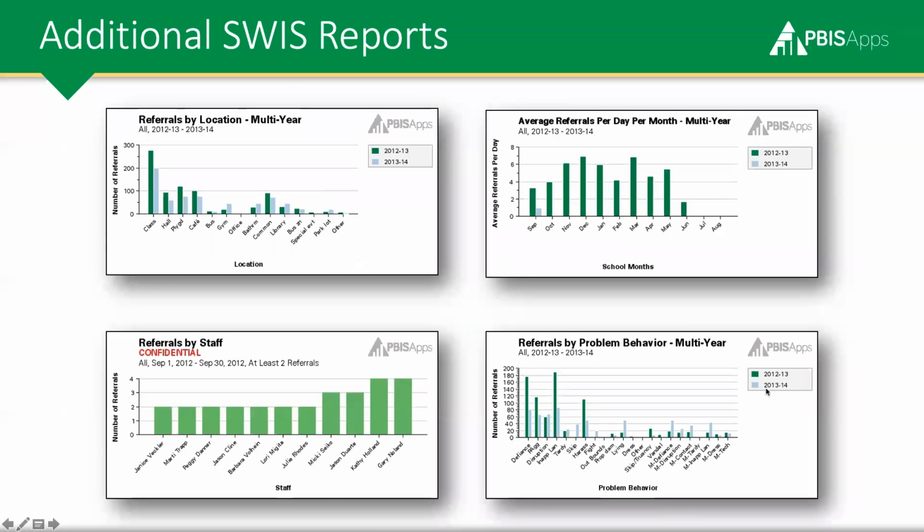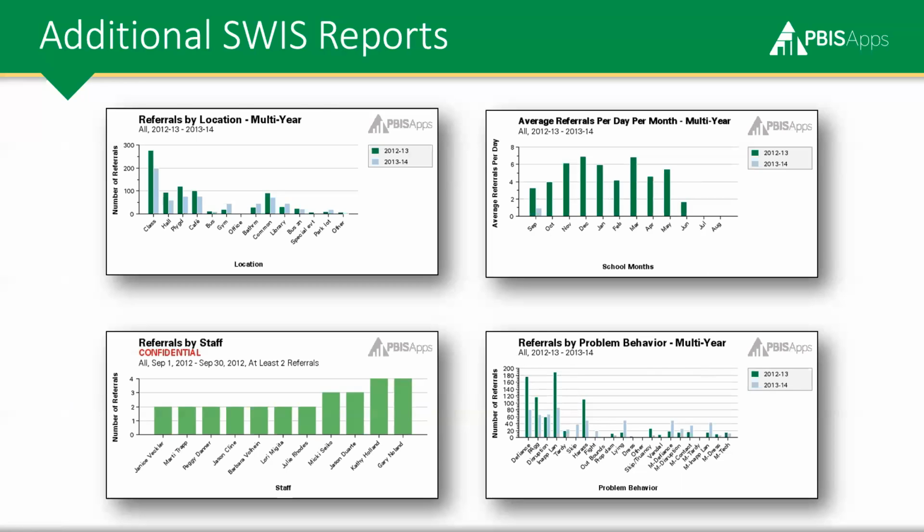Here are some other reports. These are some of these additional reports. Here's location multi-year, average referrals per day per month. And we'll talk a little bit more in detail about that graph in a minute, and why we call it the average referrals per day per month, and not look at the total referrals, but averaging. And then by problem behavior, and then this is by staff.